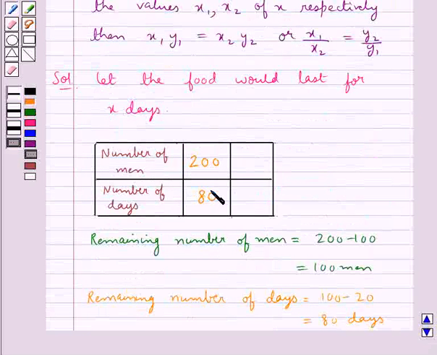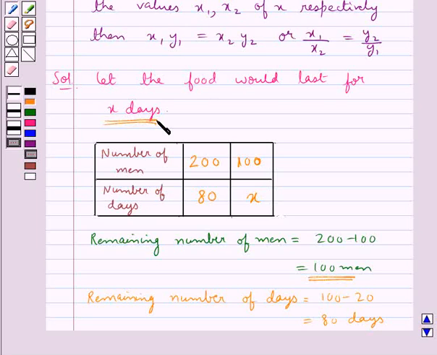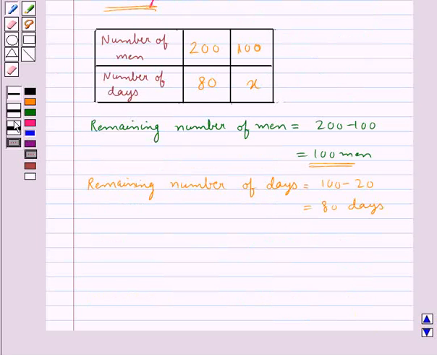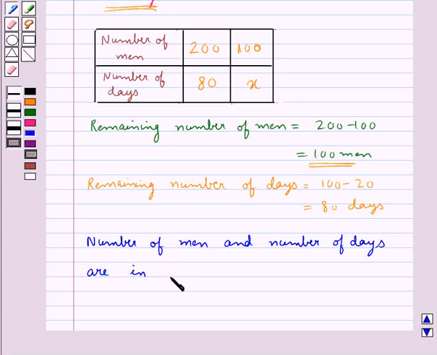And now when the number of men are 100, we have taken that the number of days for which the food lasts or for which the provision is given would be x, as we have assumed it to be x. Now if we have less men, then the food would last for more days, and if we have more men, then the food would last for less days. Thus, the number of men and the number of days are in inverse proportion.